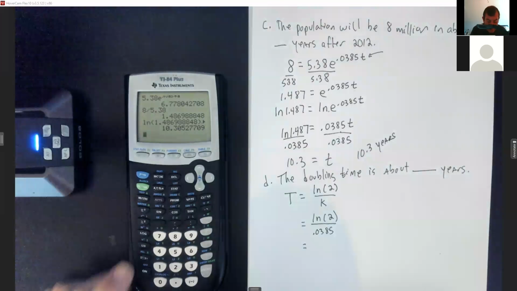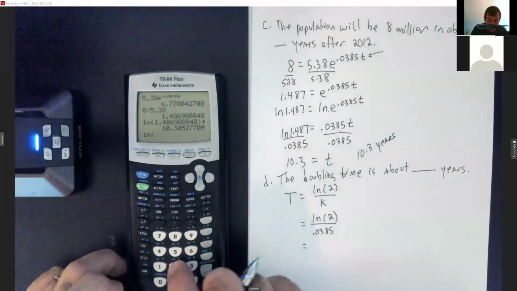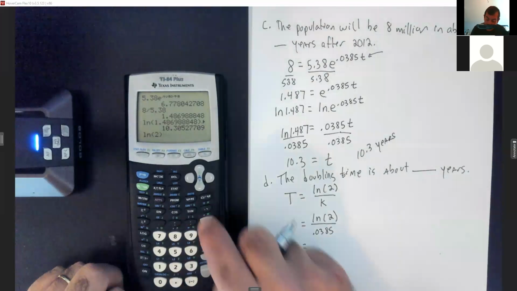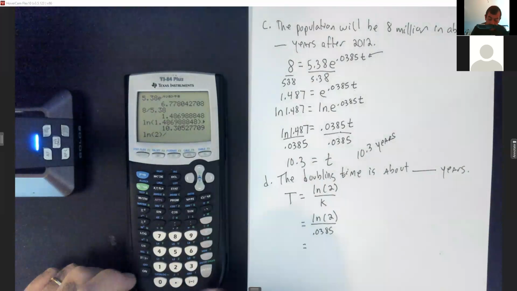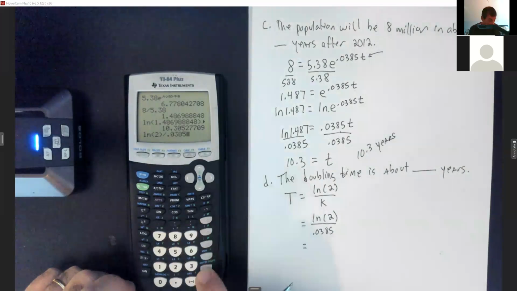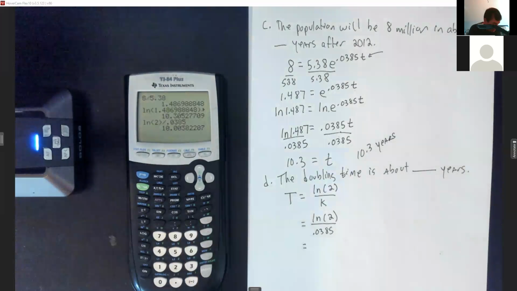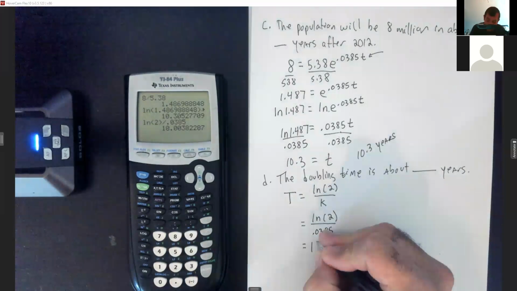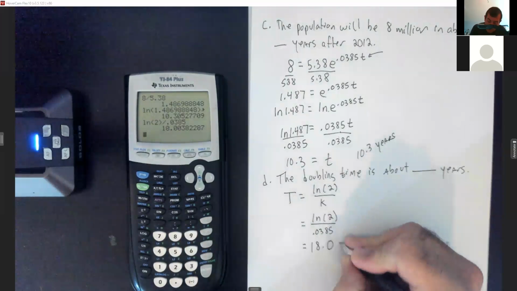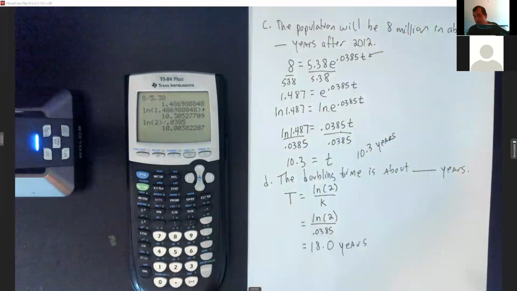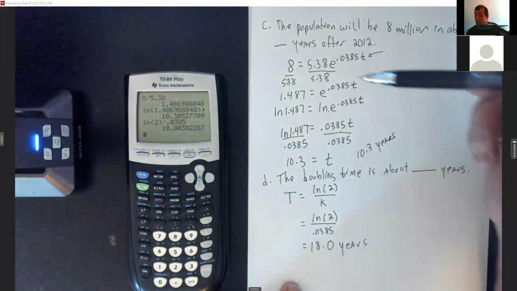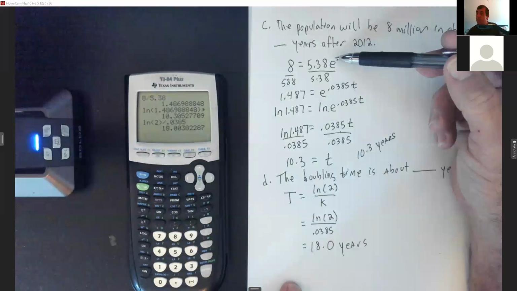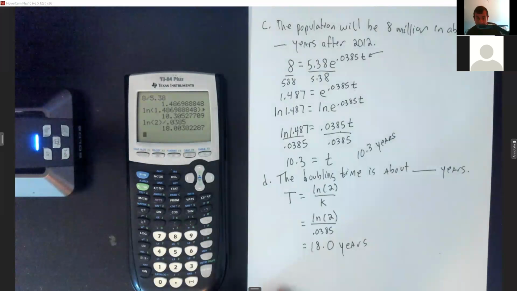So here we go, ln of 2, close parentheses, divided by 0.0385. And this is going to be one decimal place. So that's 18.0 years. So in 18 years, this population would go from 5.38 to 10.76, I guess.